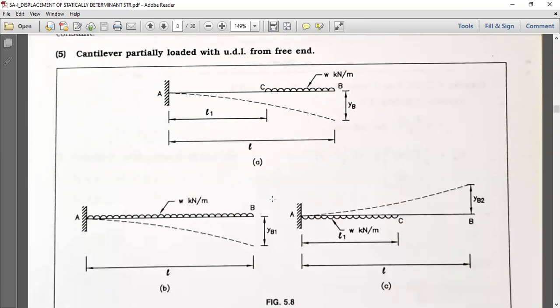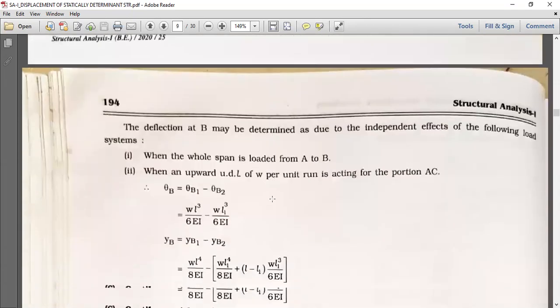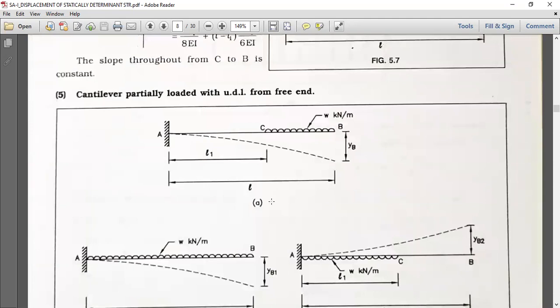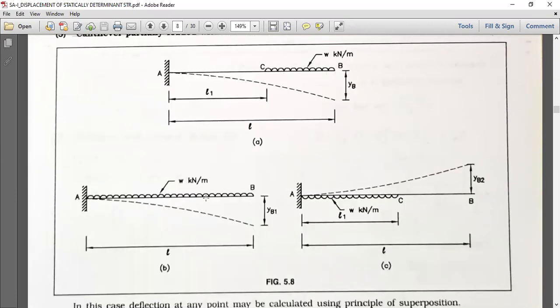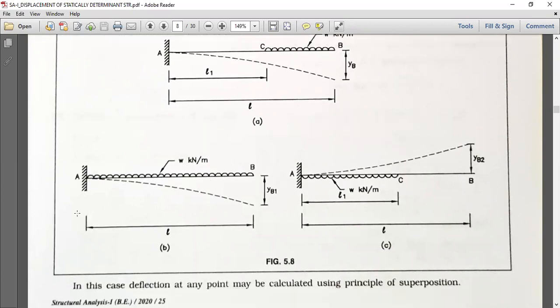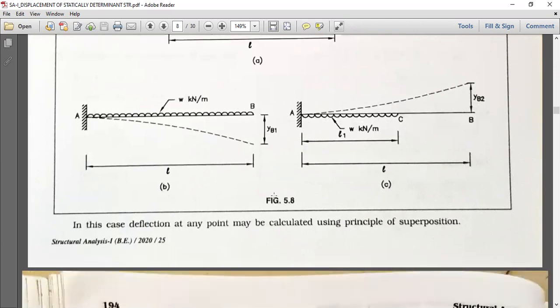Now, there is another example in which a cantilever is partially loaded with UDL from the free end. There is A, B, L1 up to C, and after that the UDL is applicable, total length is L, YB. Another example: total UDL YB1 and the upward UDL YB2.